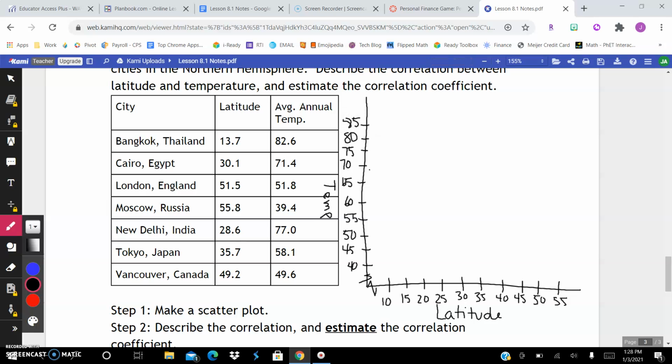All right, so the first one is over 13.7 and up 82.6. And then over 30.1 and 71.4. Over a little too far there.